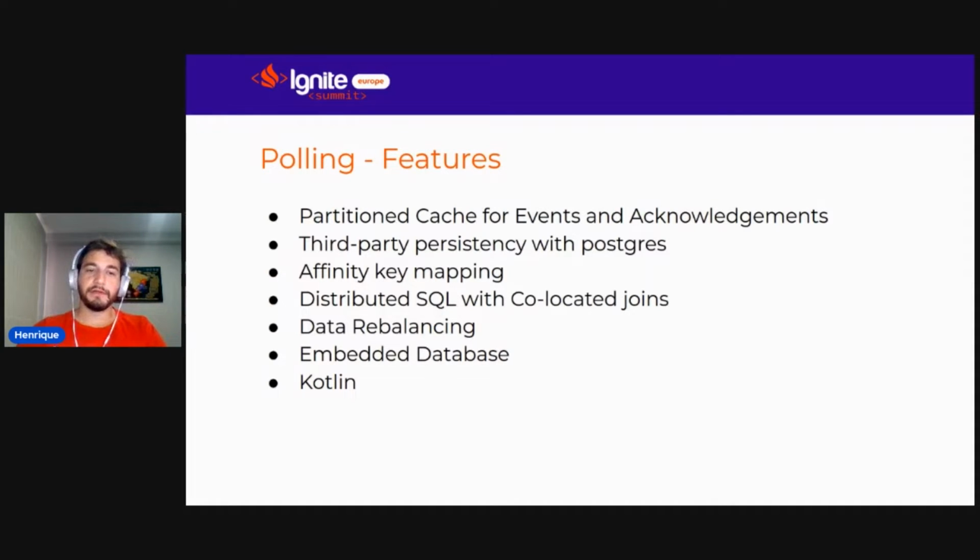We use the data rebalancing process a lot because we have to perform rolling updates on the cache. So this was something that helped us keep the cache running. We used it as an embedded database, and the implementation was made in Kotlin.